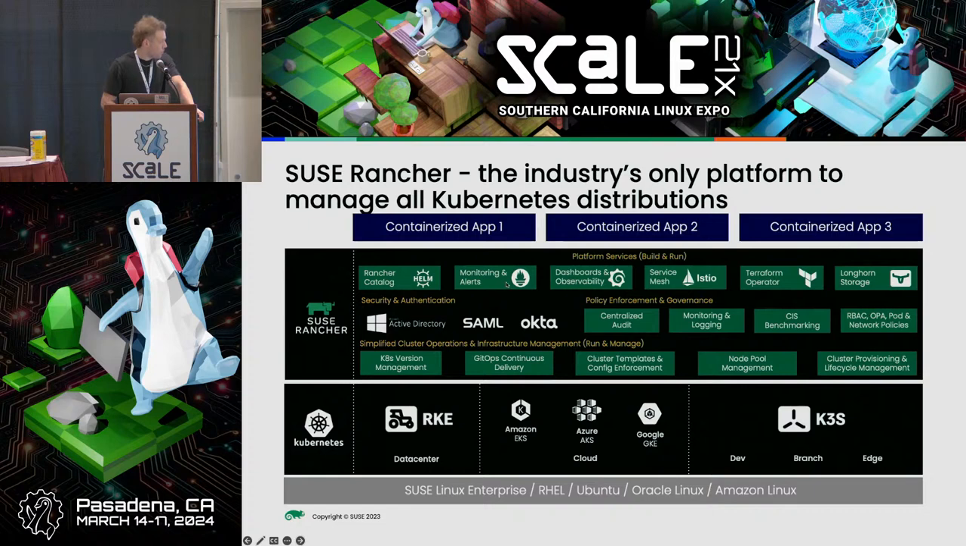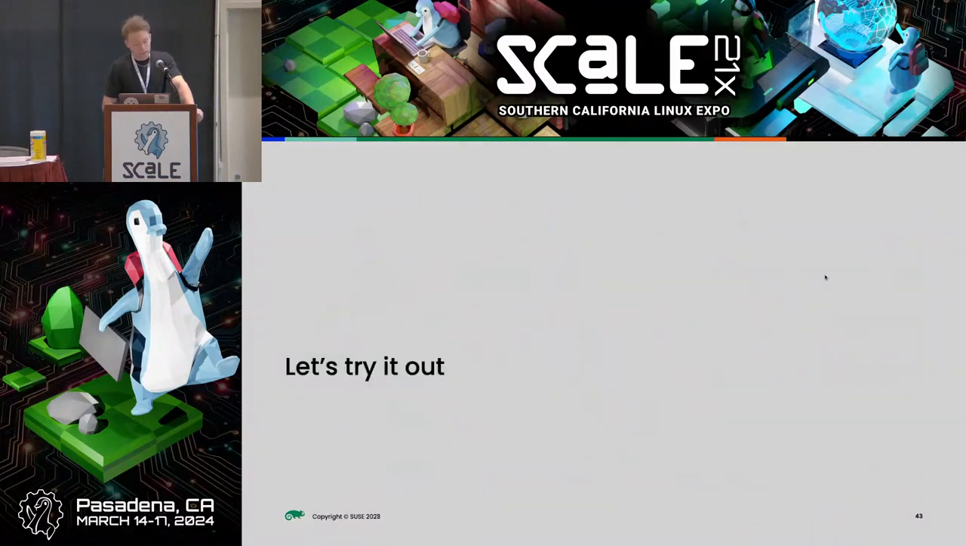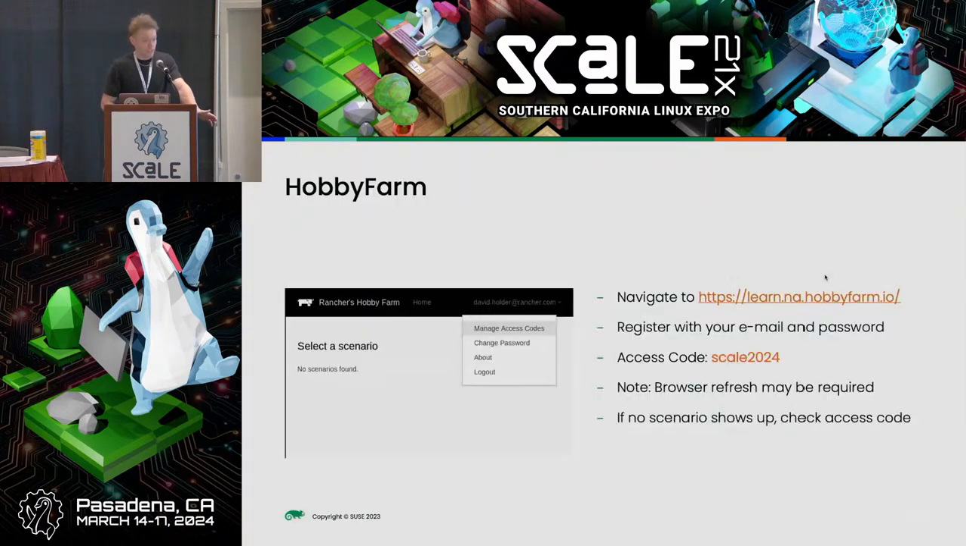So with that comes tools that we manage and build for you. Both with Prometheus, Grafana, Istio for service mesh. We have a Terraform operator, and then we obviously have our Longhorn storage, which I mentioned earlier. So that's going to be block storage that is built into your Kubernetes cluster. So now I can be done with slides, and we can actually get into it.